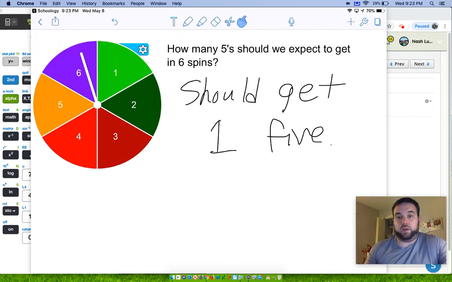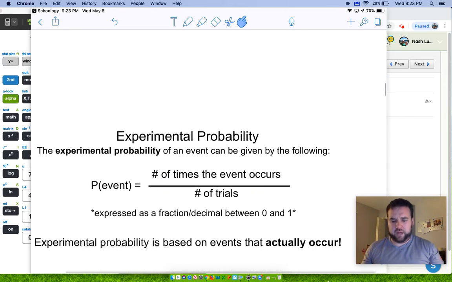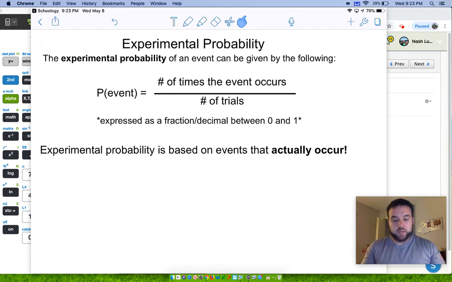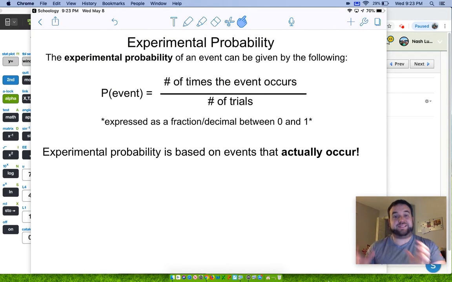Because it could be, right, it could be 0. I could spin 5 all 6 times. But this is where we'll talk in a second about theoretical versus experimental. In theory, I should get each number 1 time. It's probably not going to happen, but it should occur. That's theoretical. This is experimental.